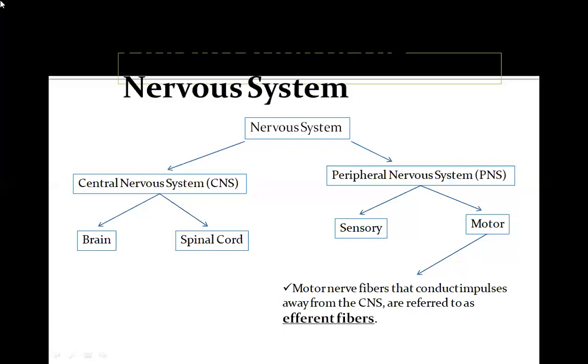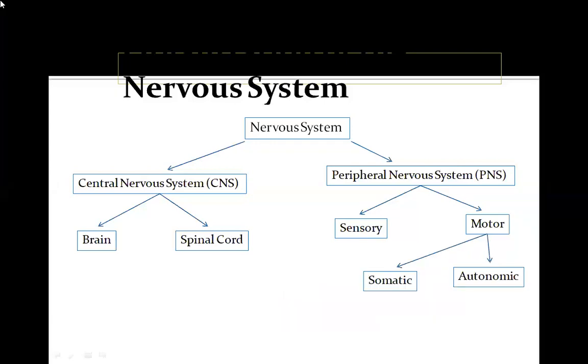मतलब वो afferent था जो क्या कर रहा था, it will be maintaining a connection between the central nervous system and the peripheral nervous system, but motor nerve fibers conduct impulses away from the central nervous system. मतलब ये central nervous system से away, दूर impulses generate करते हैं and it is called efferent fibers. Then the motor nerve fibers are again divided in two types, that is somatic and autonomic.